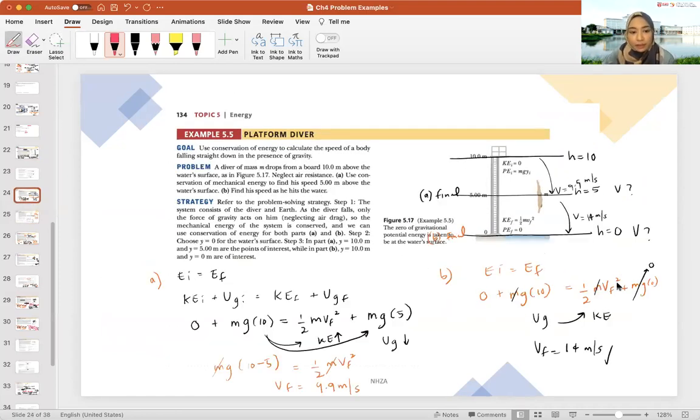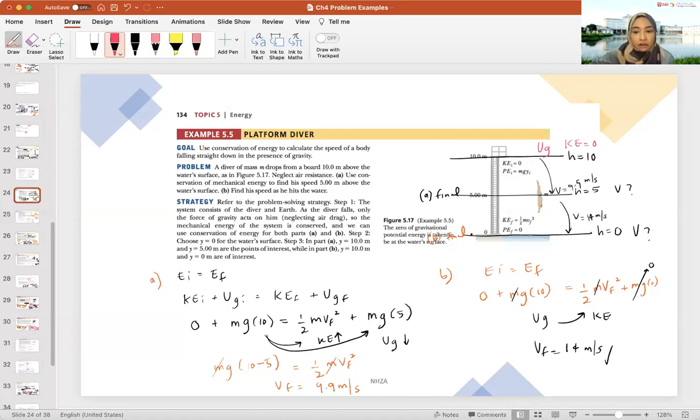Alright, so this is what happened with the diver. We discovered that this is the full potential energy. When we dive, KE kat sini kosong. As we dive, our KE increases. Where does the energy come from? It comes from the gravitational potential energy. Gravitational potential energy reduces and it transforms into kinetic energy.